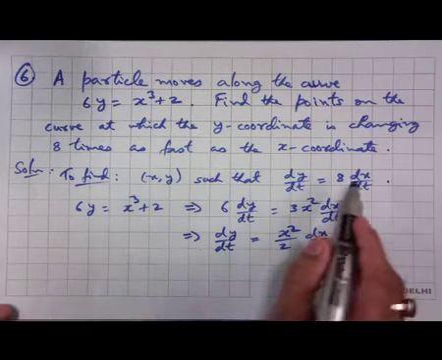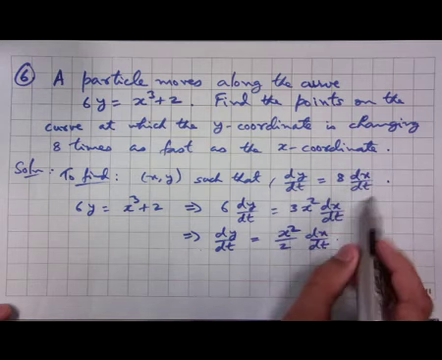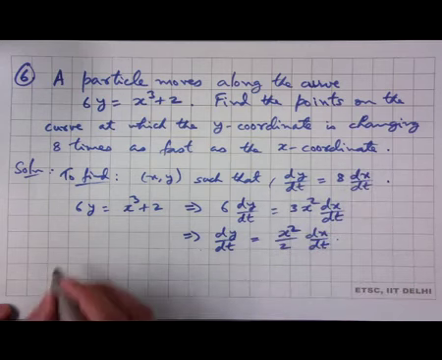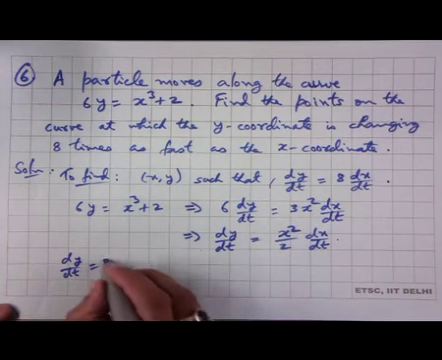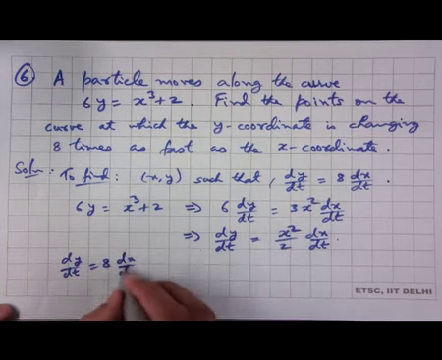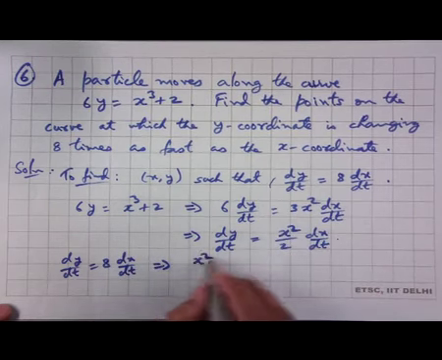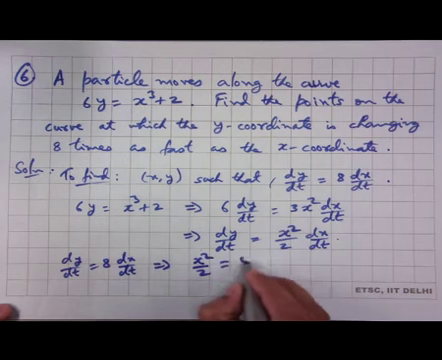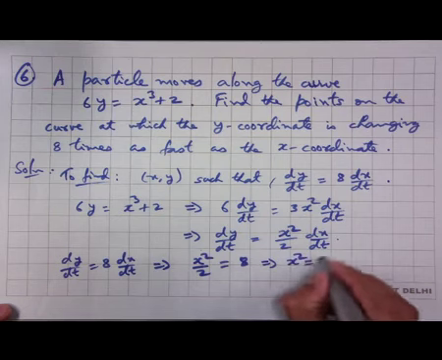Now, we need to find this x, y such that dy/dt is 8 times dx/dt. For that, if dy/dt is 8 times dx/dt, this implies that this factor x squared by 2 must be equal to 8, which implies x squared is 16.